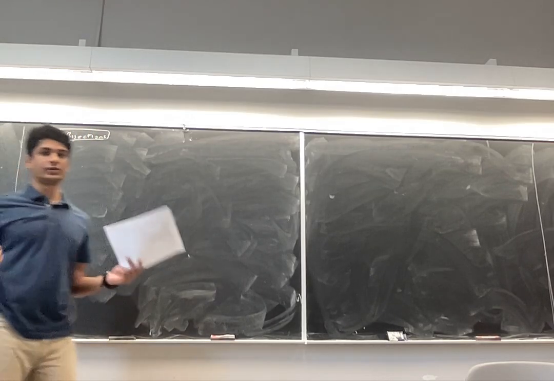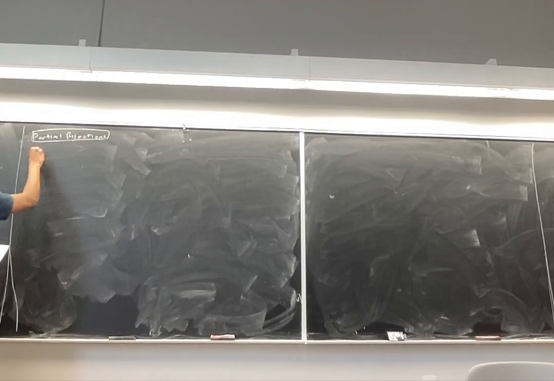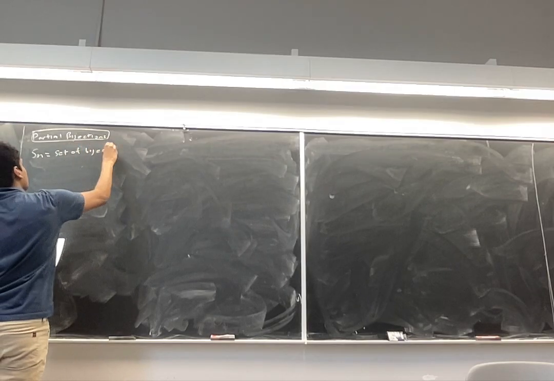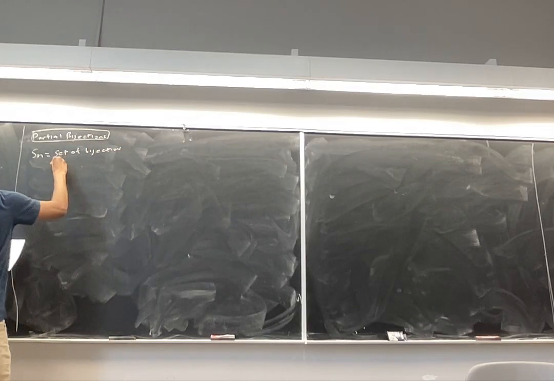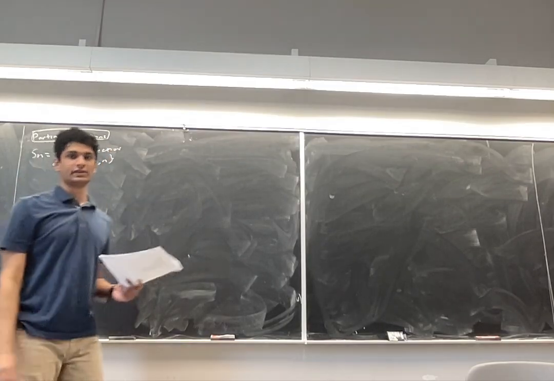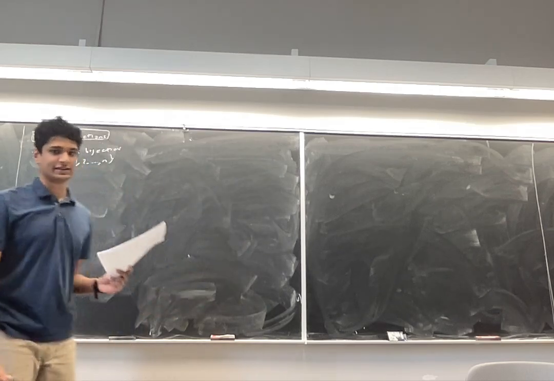If you've taken a group theory class, you know that Sn is the set of bijections on 1 through n. But what if we didn't want to consider full bijections? What if we just wanted to consider partial bijections? Let me give an example.